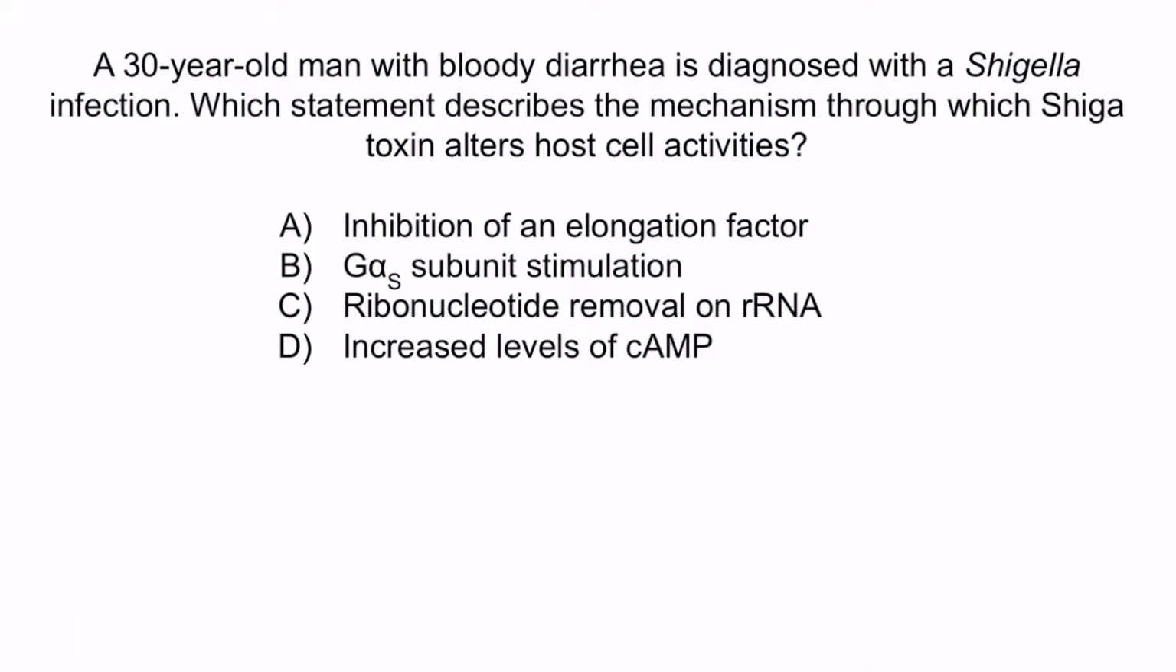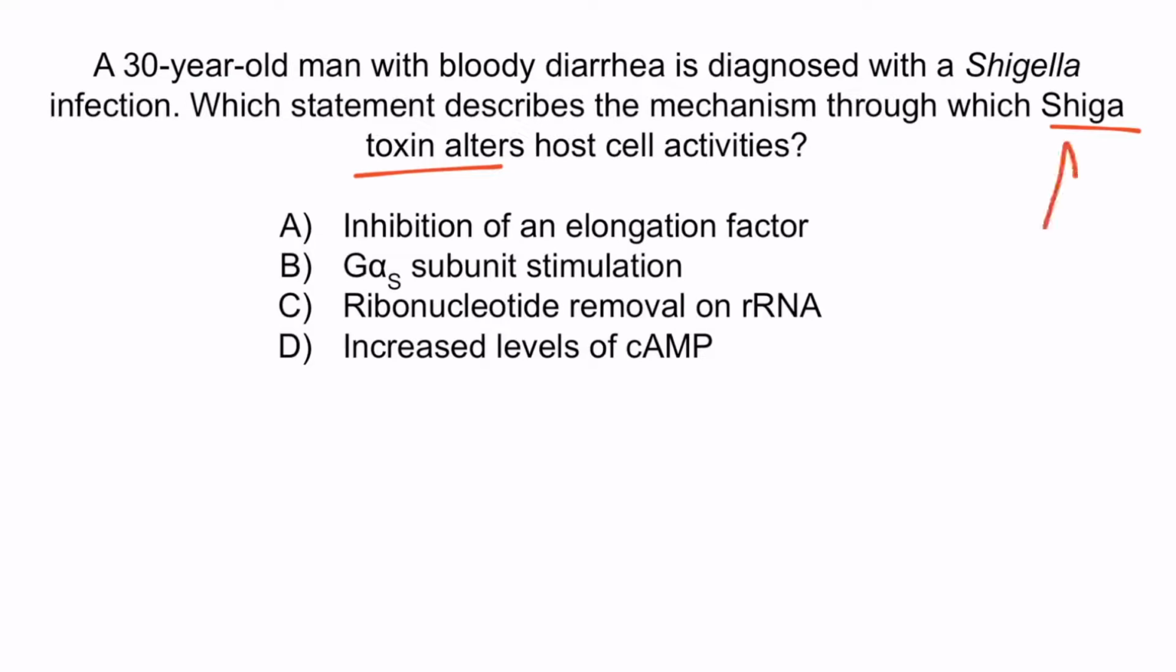A 30-year-old man with bloody diarrhea is diagnosed with a Shigella infection. Which statement describes the mechanism through which shigatoxin alters host cell activities? A. Inhibition of an elongation factor. B. G-alpha-S subunit stimulation. C. Ribonucleotide removal on rRNA. D. Increased levels of cyclic AMP.